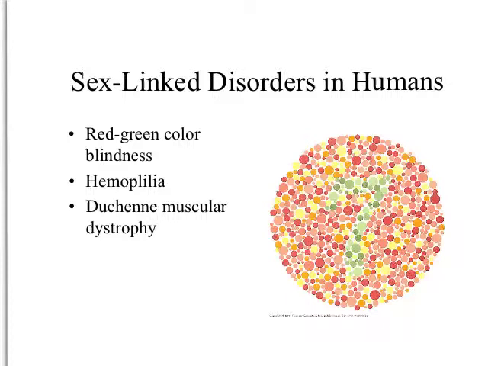And then the last one, Duchenne muscular dystrophy, is a disorder involving miscommunication between nerve cells and muscle cells, where they can't communicate back and forth, so we get muscles not forming correctly and not functioning with the brain correctly. Again, that one is a sex-linked disorder on the X chromosome.